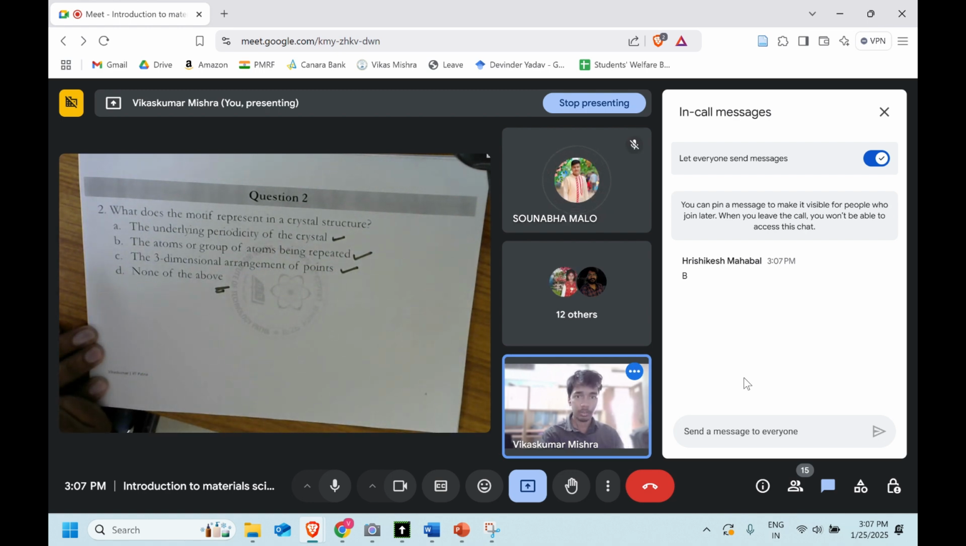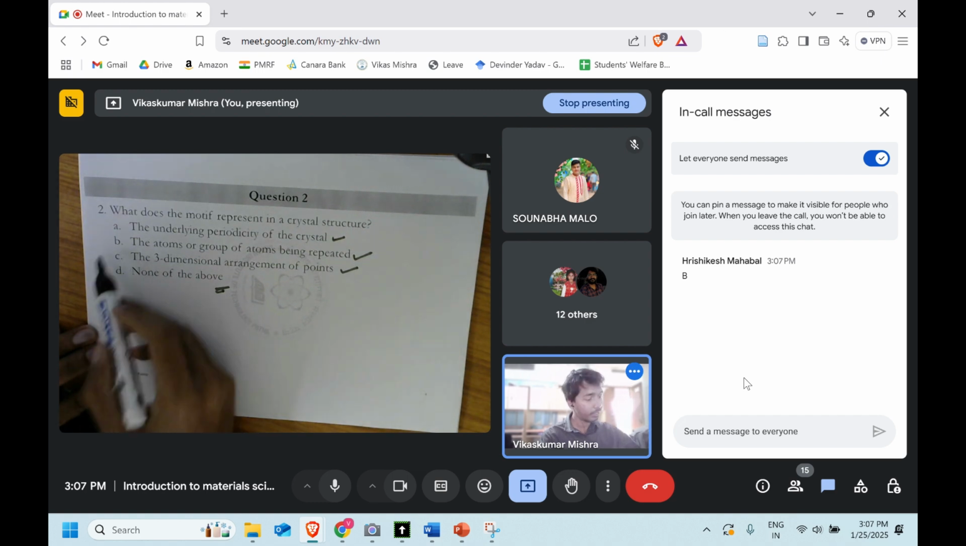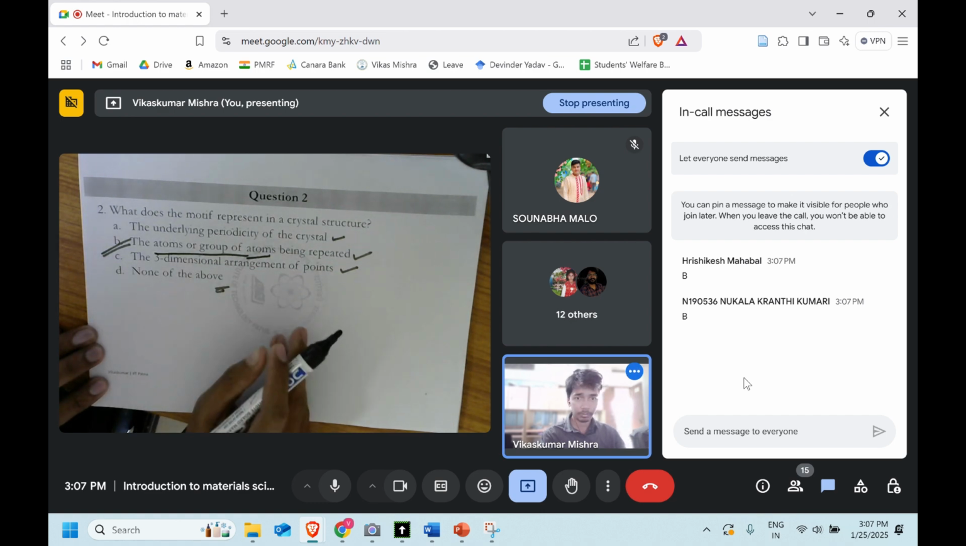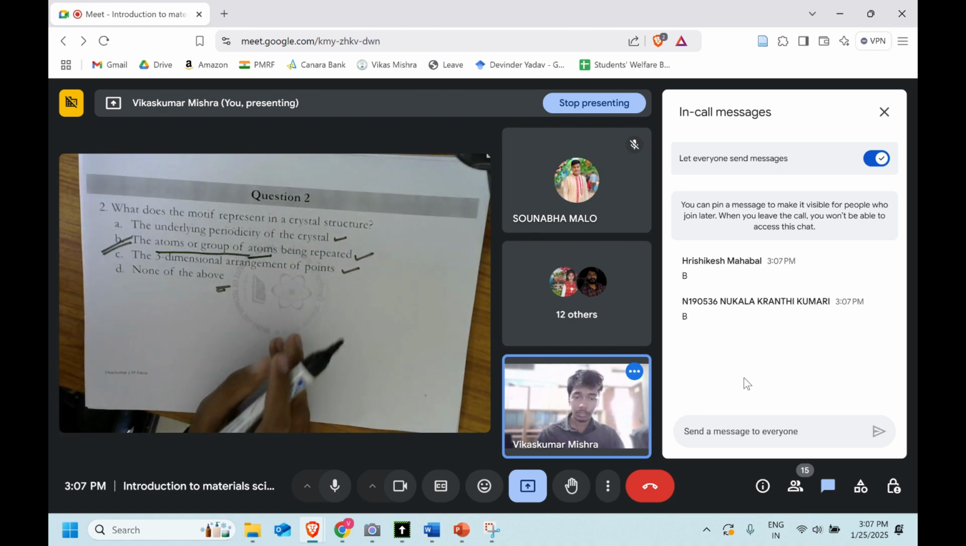Option B. Option B. That's right. In the comment also there is B, Rishikesh. Yeah, that's right. Perfect. So option B is the right answer. It's telling that it's an atom or the group of atoms that is being repeated. So we need to also understand that it's not only one single atom. It can be the entire molecule. Even 10 to 12 atoms can be associated with one lattice point. So that entire thing will repeat.